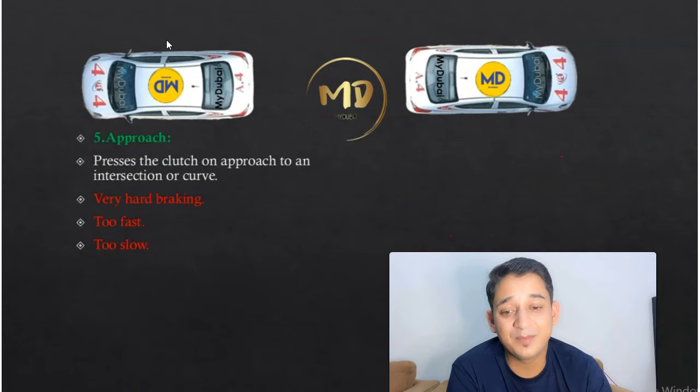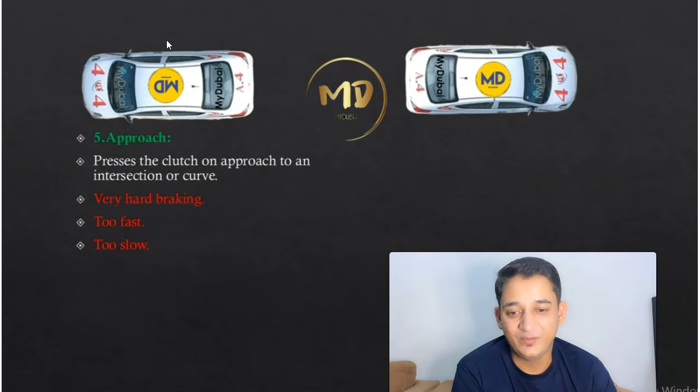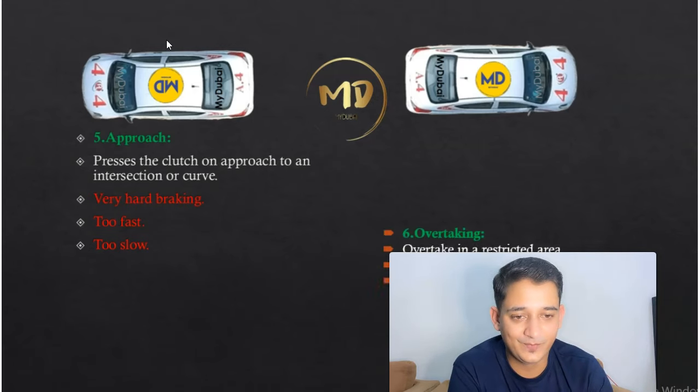Let's talk about the approach. What are the mistakes you can make in approach? The first one is very hard braking, or approaching too fast or too slow. So whenever you are approaching a signal or a stop sign, you need to make sure you are approaching smoothly and you are not too fast or too slow.